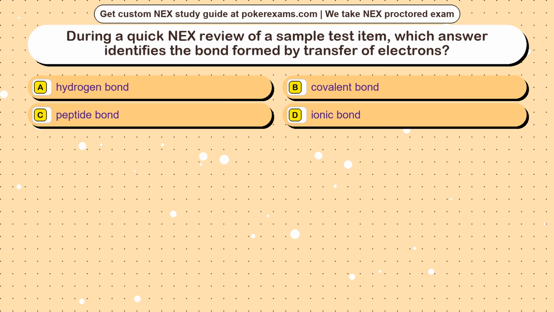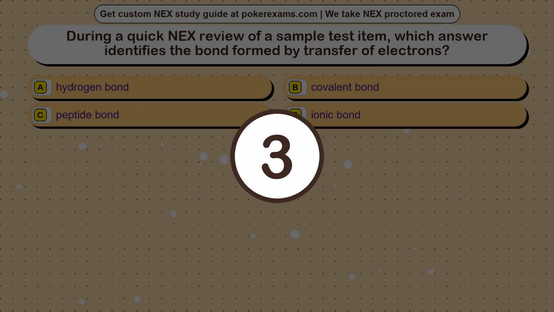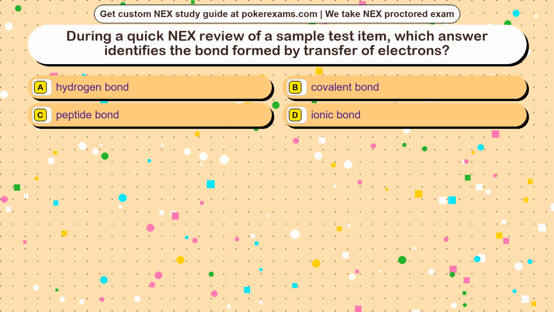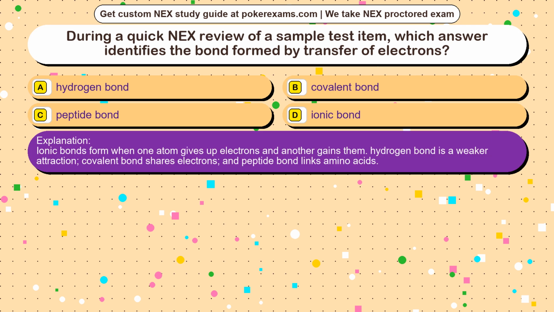Question 2. During a quick NEX review of a sample test item, which answer identifies the bond formed by transfer of electrons? Option A, hydrogen bond. Option B, covalent bond. Option C, peptide bond. Option D, ionic bond. The correct answer is option. Ionic bonds form when one atom gives up electrons and another gains them. Hydrogen bond is a weaker attraction, covalent bond shares electrons, and peptide bond links amino acids.